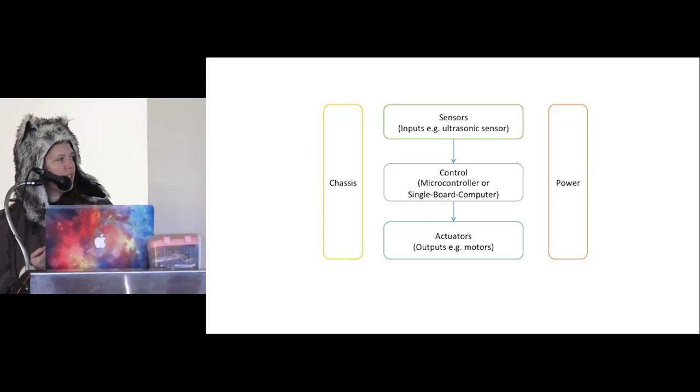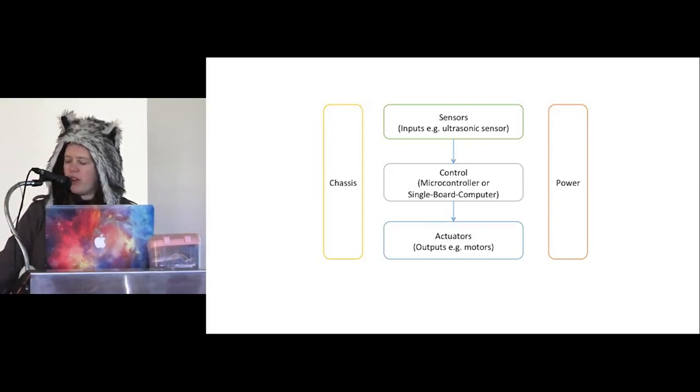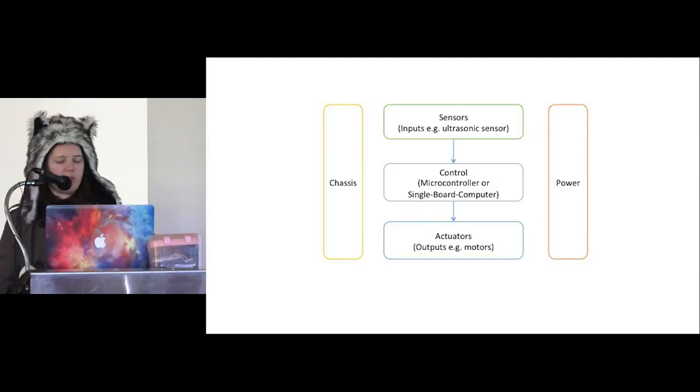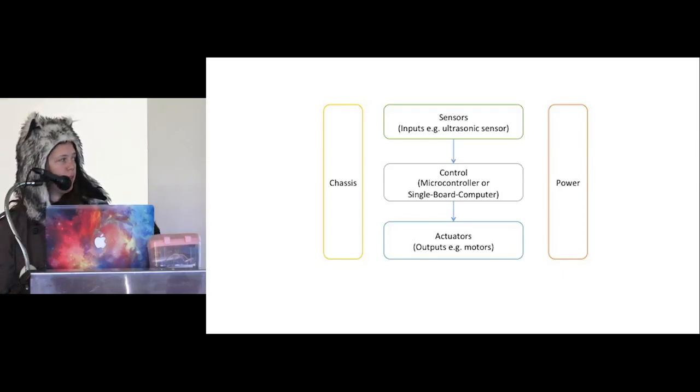You've got the sensors. These are your inputs. They are the things that sense things that are happening in the world. So for a robot that drives around and detects obstacles, it might be something like an ultrasonic sensor. For this thing, it might be something like a position or a PIR sensor to detect when I'm moving, so it knows to remind me.